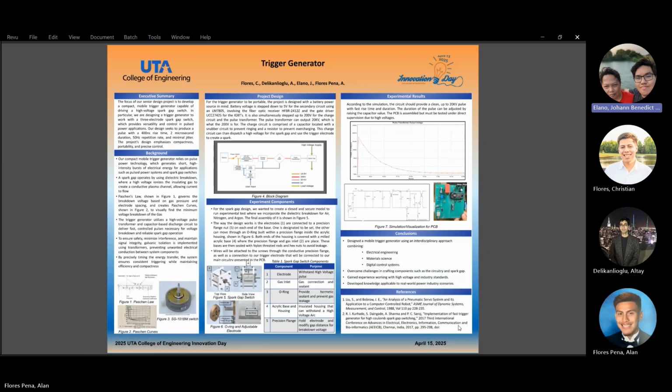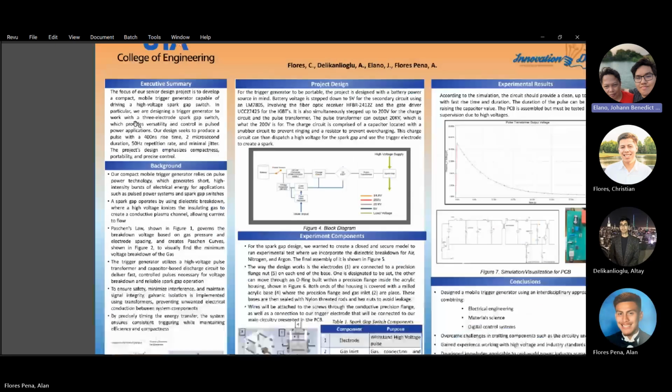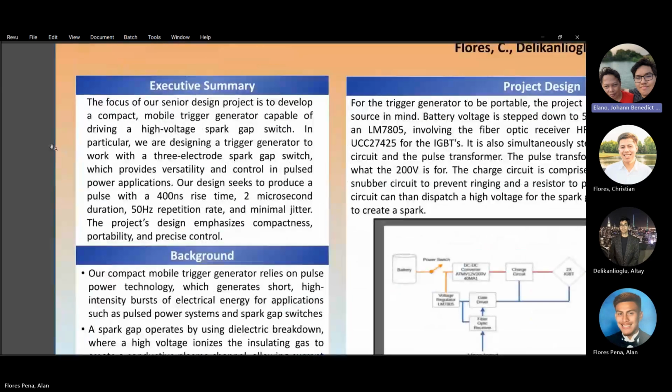The focus for our senior design project is to develop a compact mobile trigger generator capable of driving a high voltage spark gap switch. In particular, we are designing a trigger generator to work with a 3-electrode spark gap switch, which provides versatility and control in pulse power applications. Our design seeks to produce a pulse with 400 nanoseconds of rise time, 2 microsecond duration, a 50 hertz repetition rate, and minimal jitter. The project's design emphasizes compactness, portability, and precise control.